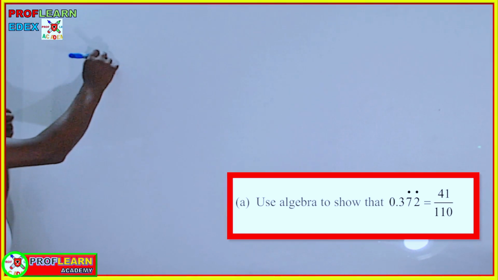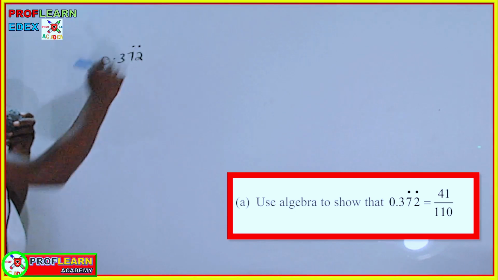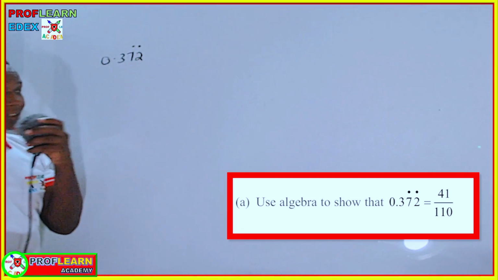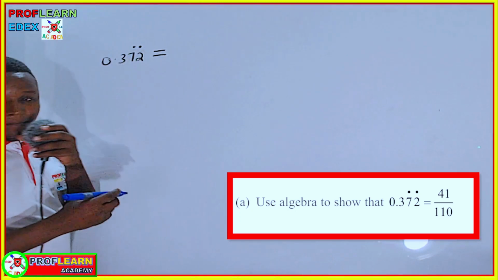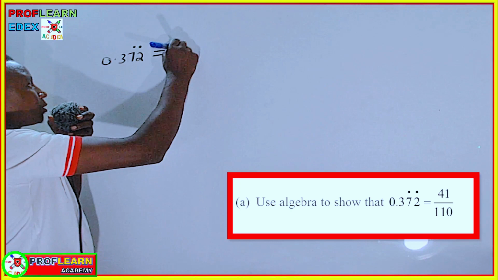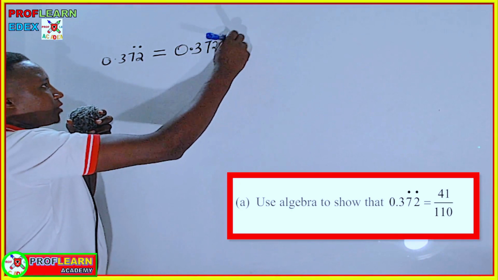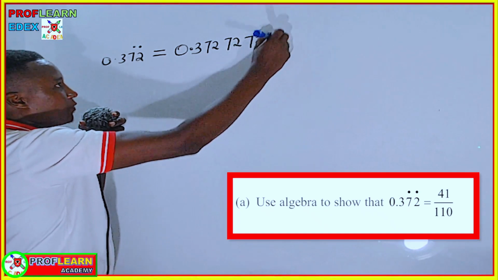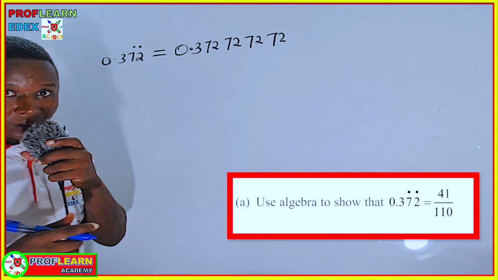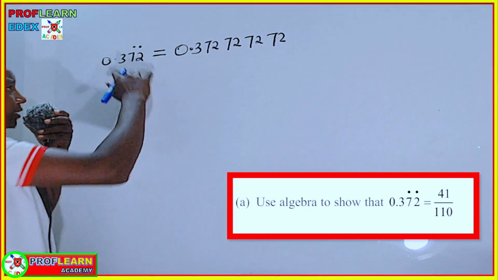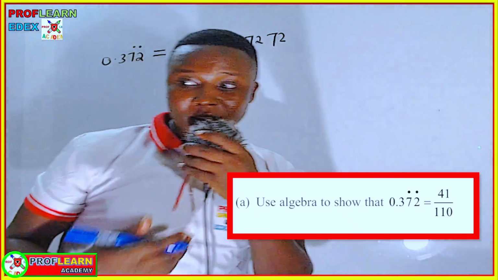We are given 0.372. Now in this case, 72 is the one that is recurring, meaning that this expression can be written as 0.3 72 72 72 72. So 72 is the part of this decimal that is actually recurring, and by recurring we mean it's repeating itself.